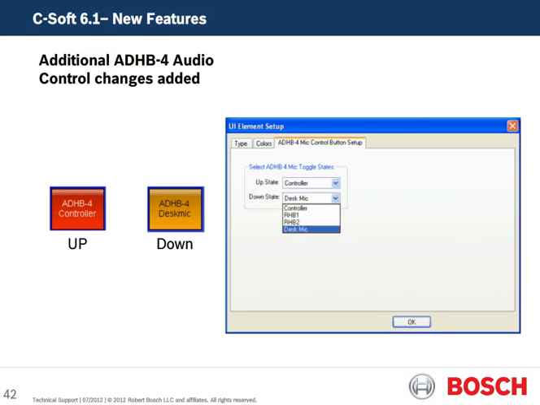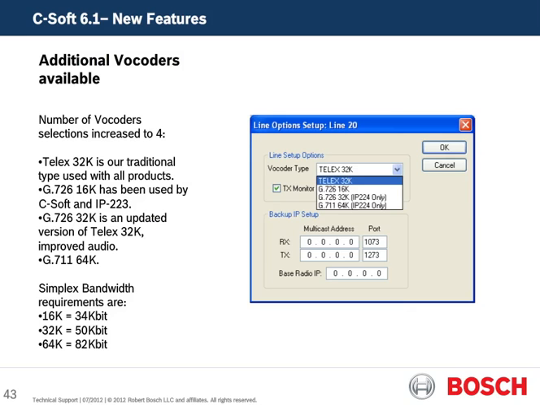Here, on the Mic Control Setup button tab, you can see that the up state has been set to controller or main unit, and the down state has been set to desk mic. The number of vocoders increased to 4 with the addition of G726 32 KB and G711 64 KB. Please note, only the network recorder and IP224 support these new vocoders.